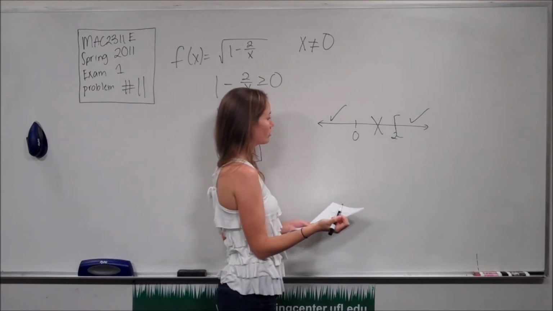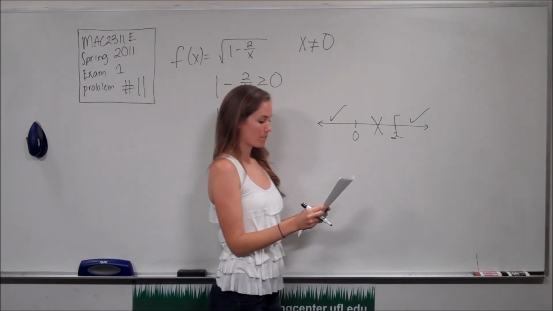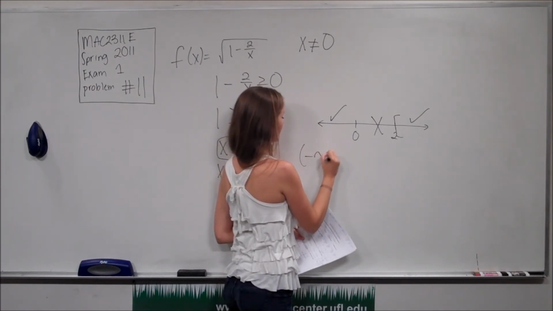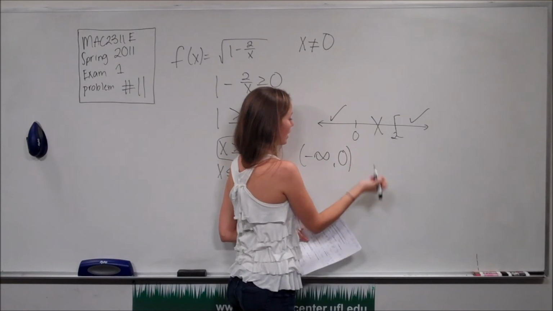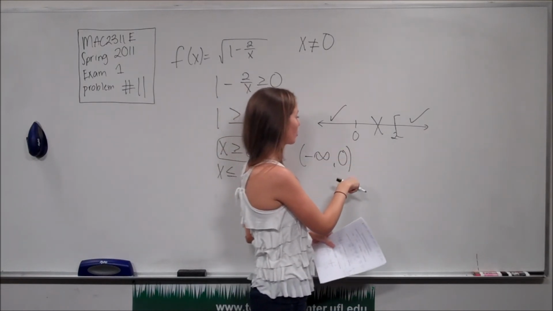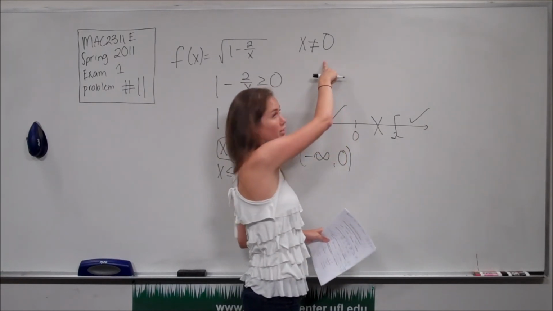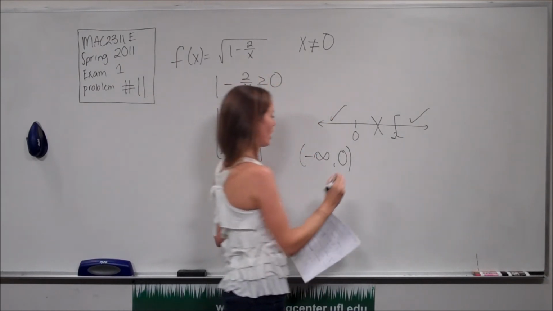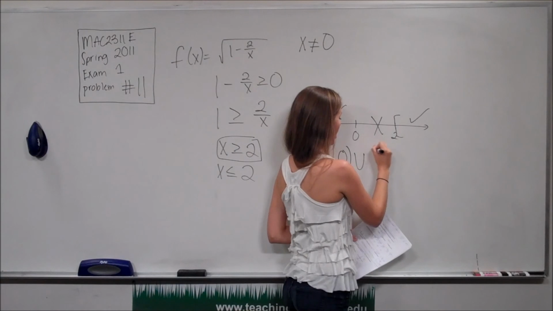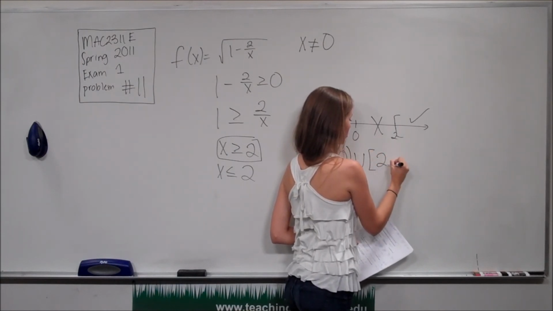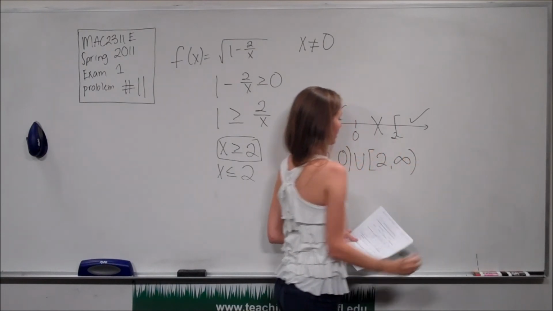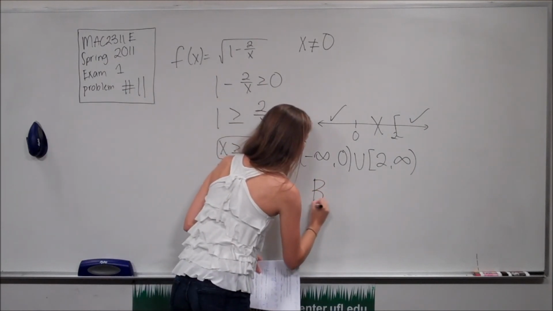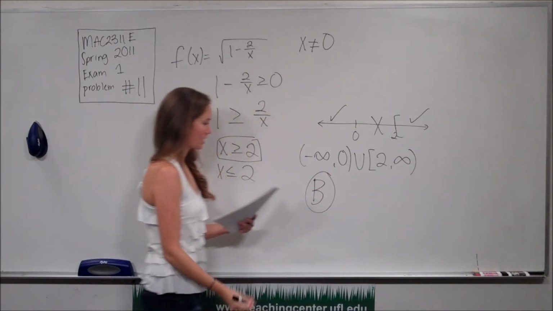So we have these two intervals, and if we want to write them in interval notation, this interval works, so it's negative infinity to 0, with a parenthesis because we're not including 0, since x can't be equal to 0 because x is in the denominator. And then union, bracket 2 to positive infinity. And so our answer is B. And that is the domain of the function.